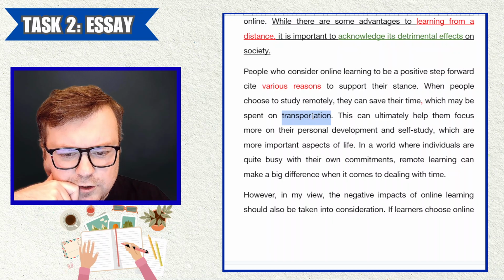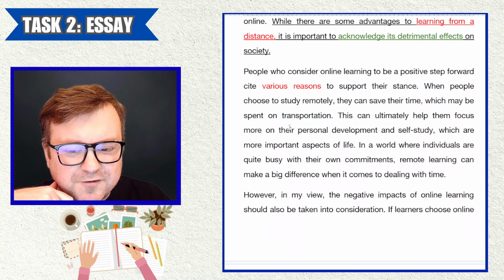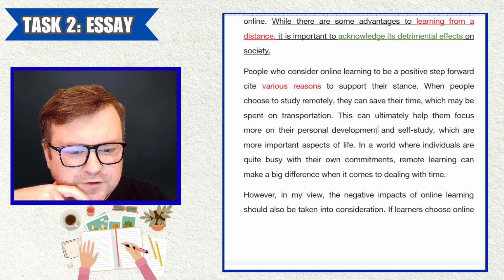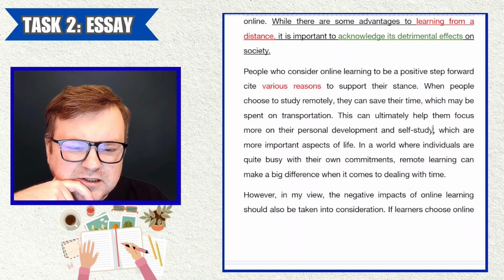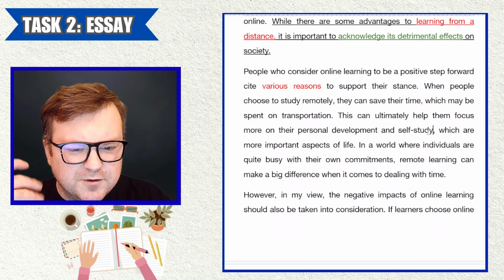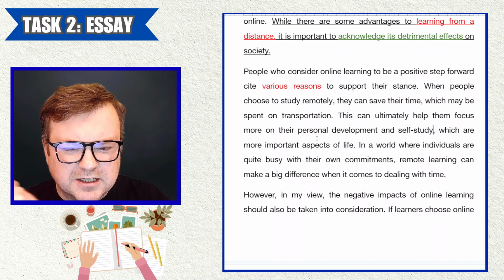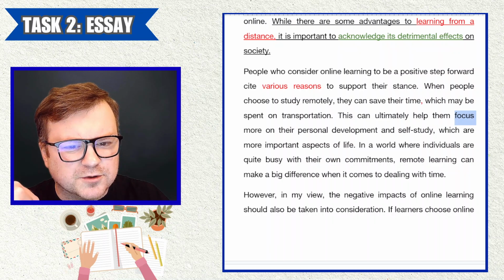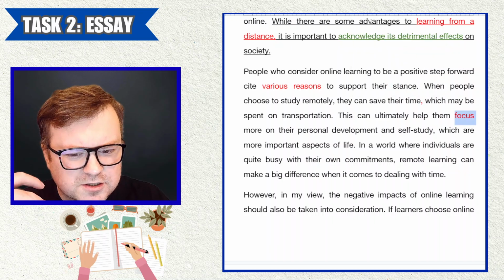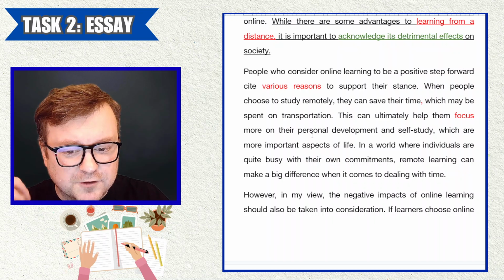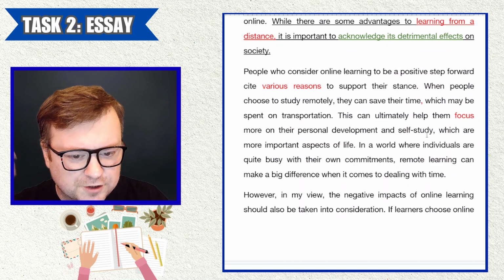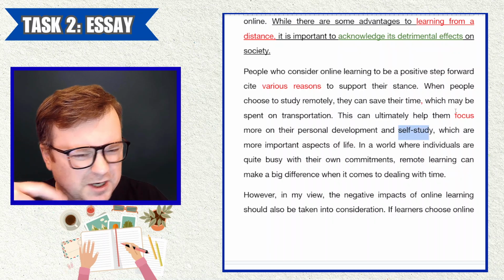Okay, and so what? This can ultimately help them focus more on their personal development. Really? And self-study. I mean, it can give them more time. It can give them more time. I don't think it affects the focus, though, does it? Your ability to focus. I don't think you've proven that. Certainly, it can give them more time to spend on their personal development and self-study. But I don't know about focus.